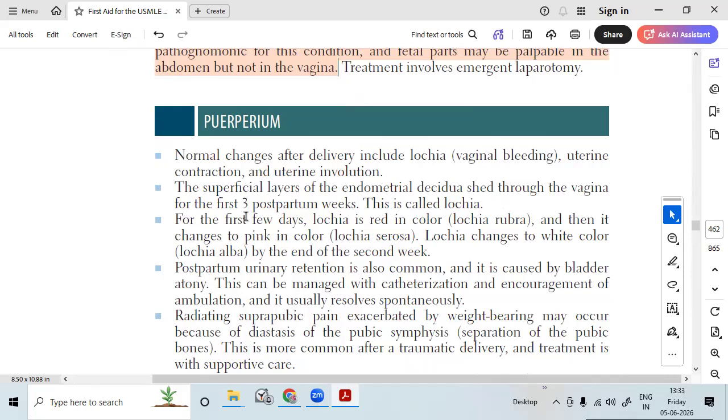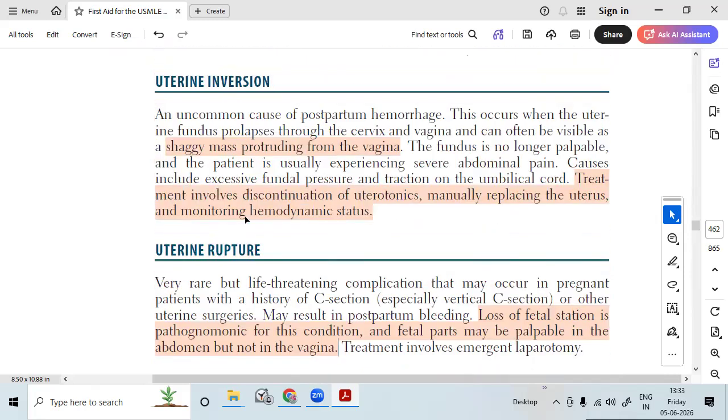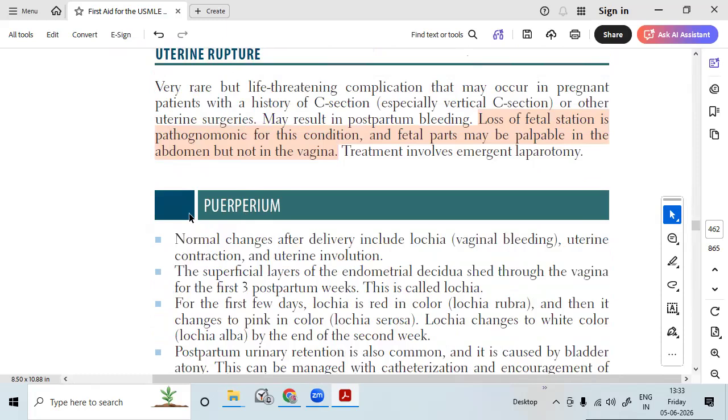Now we come to puerperium. I think we'll continue in the next episode so that we can combine puerperium and lactation and all these.